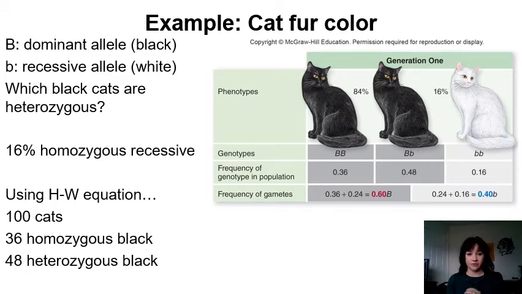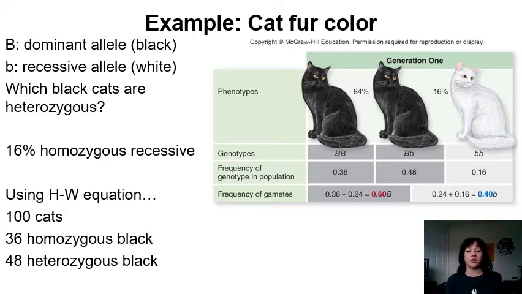And you go out and you count, say, 100 cats, and you find that 16% of the cats, or 16 of the cats, are white, and 84%, or 84 of those 100 cats, are black. Great. But which of those black cats are homozygous dominant and which are heterozygous? That's important to know if you're going to make predictions about future generations and determine if any natural selection is occurring.